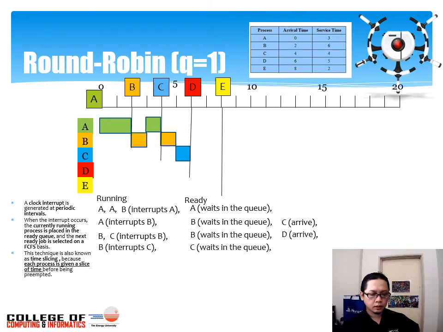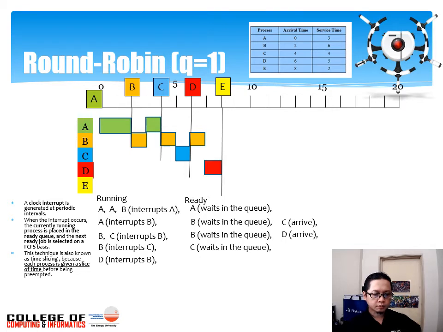B interrupts C, and of course C needs to wait in the queue. Now B is running. So next, who will be interrupting whom? B executes. Now who will be interrupting B? The one that will be interrupting B is of course D, because previously D was waiting here. D is still waiting in the ready queue, B executes, and C is waiting. Now previously D was waiting, so D needs to get out, and D interrupts B.